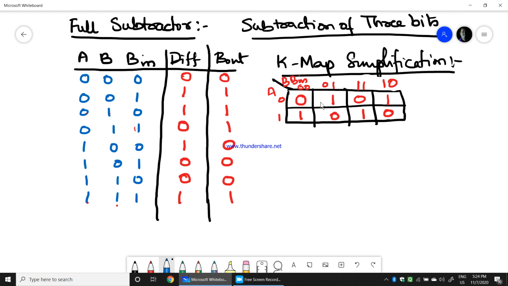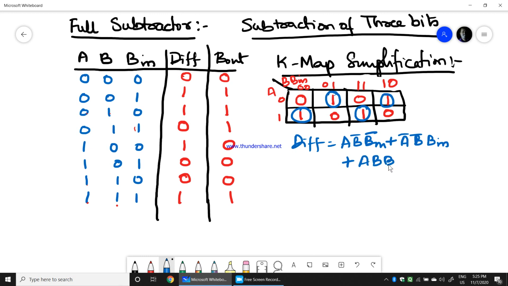Therefore now we group these bits individually because we cannot group them together. So difference would be equal to, this one will give me A, B bar, B in bar, plus this one will give me A bar, B bar, B in, plus this one will give me A, B, B in, plus this one will give me A bar, B, B in bar.